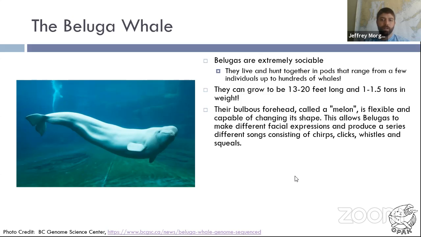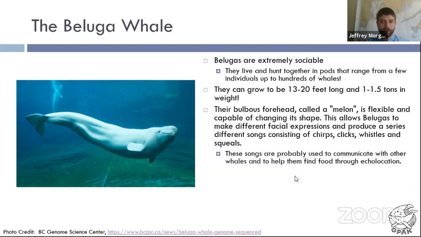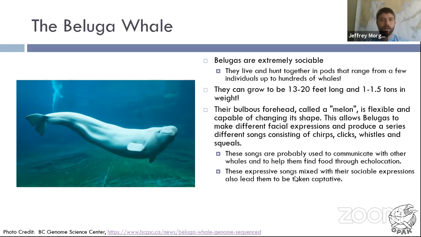Like sperm whales, we have the bulbous forehead called a melon. Beluga whales can change the shape of that, which allows them to make different facial expressions and quite a few different songs. And because they're so vocal and sociable, I thought it would be fun just to see a short video of the different noises that they can make. I'm going to show that here. The songs that they're showing are probably used to communicate with each other and to find food through echolocation, like their toothed whale relatives.